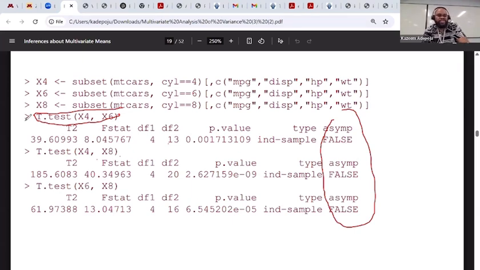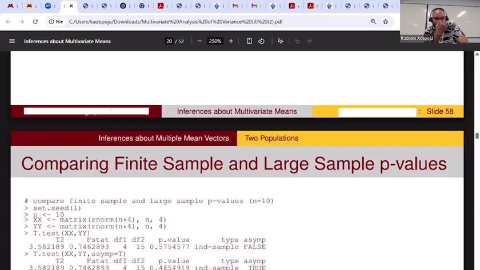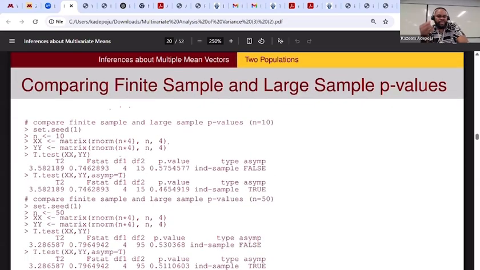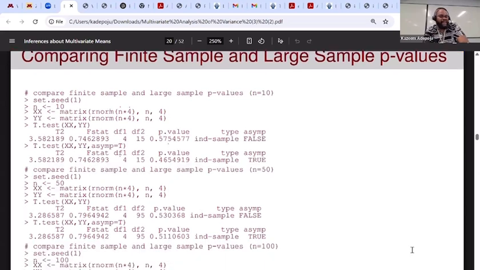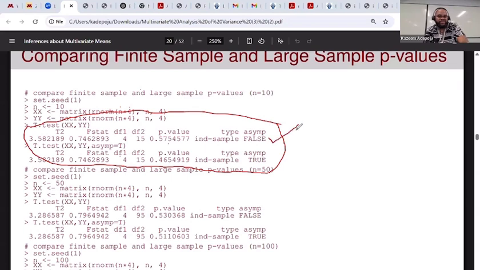But in a situation where we have asymptotic, large samples, how do we modify the test? For instance, I want to compare finite with large. Pay attention. Take a look at this. Can you see it? I marked false, true. There I'm comparing the large sample with a finite sample.